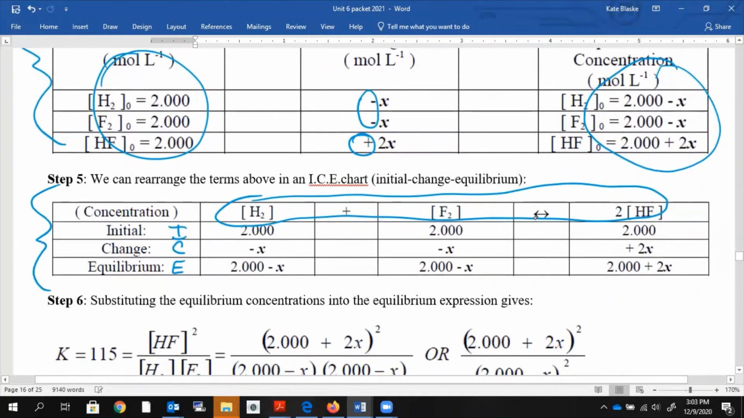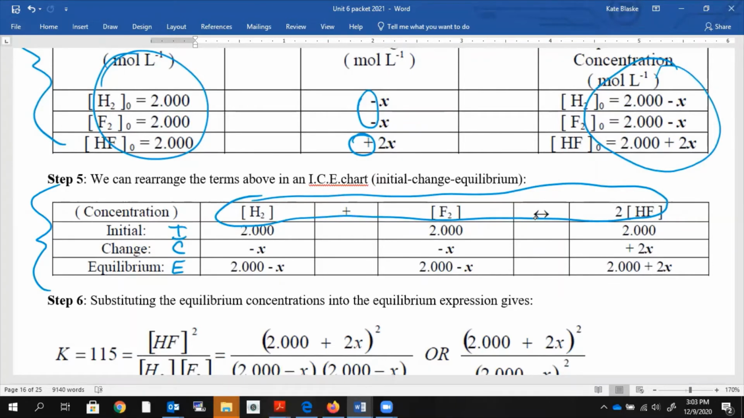So that's what we have down here in step 5. Again, ICE, remember, stands for initial, change, equilibrium. This is how I usually set them up. I write my balanced equation up above, and then I write all of the information under each chemical. So hydrogen starts off with 2 molar, fluorine starts off with 2 molar, hydrofluoric acid starts off with 2 molar.